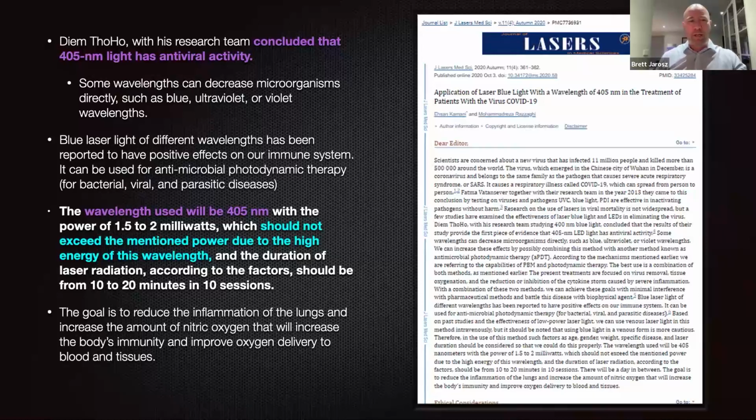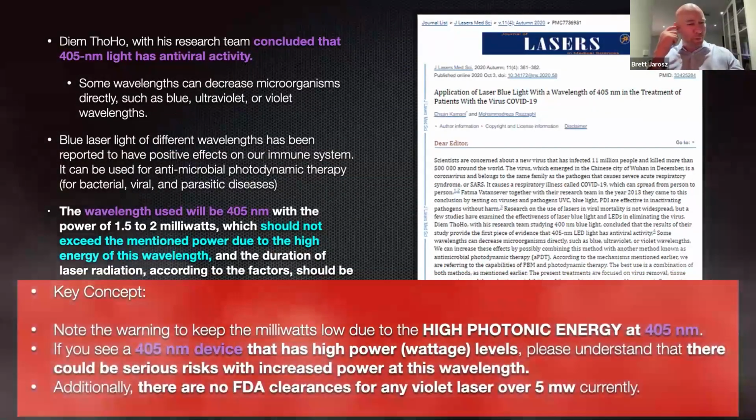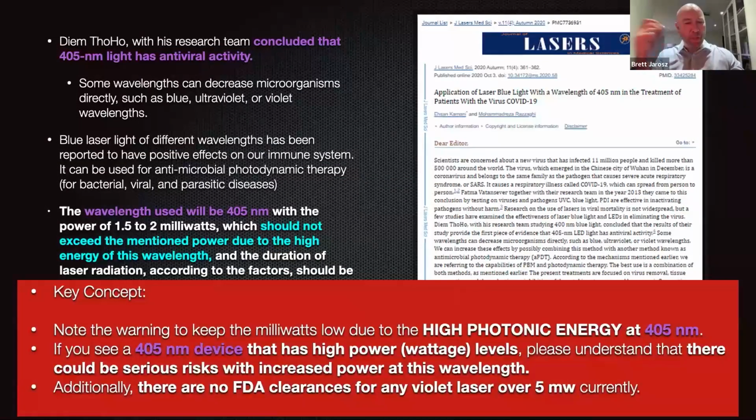But the point there, the third dot point down, is what we want to emphasize. Note the warning to keep the milliwatts low due to the high photonic energy at 405. If you see a 405 nanometer device that has high power wattage levels, and this is where we get to the legalities now, please understand that there could be serious risks with increased power at this wavelength, because additionally, there's no FDA clearances for any violet laser over 5 milliwatts currently. That is the only one.